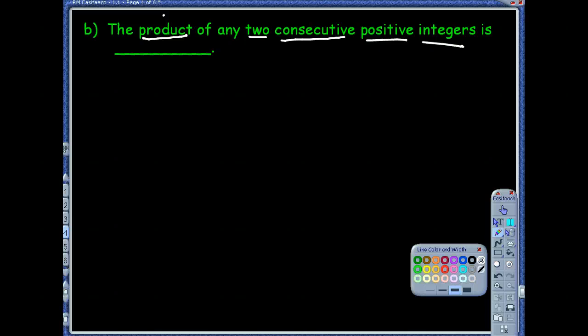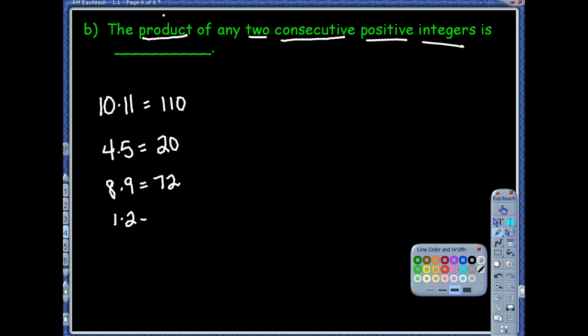So I'm going to try to keep it easy. What about 10 and 11? So 10 times 11 equals 110. What about 4 and 5? Again, I'm thinking of examples, as many as I can. So that'd be 20. What about 8 and 9? That'd be 72. And I could keep going. What about 1 times 2? 2. I'm noticing they're all even.